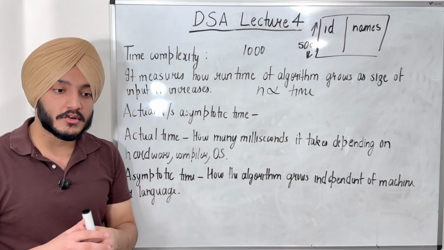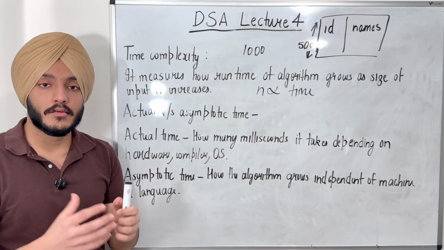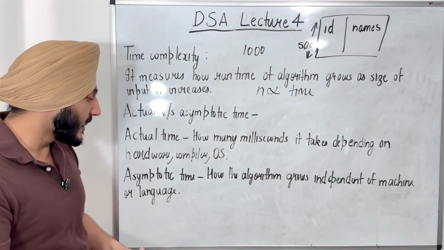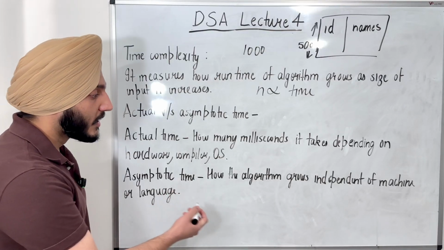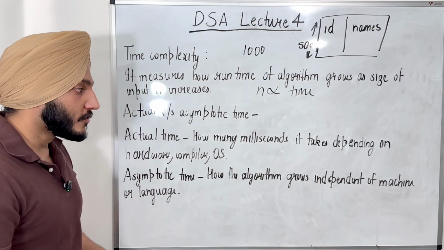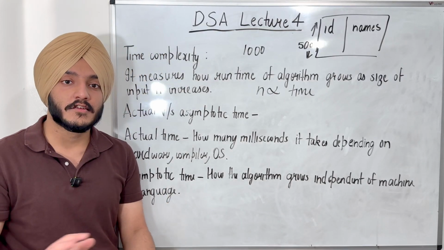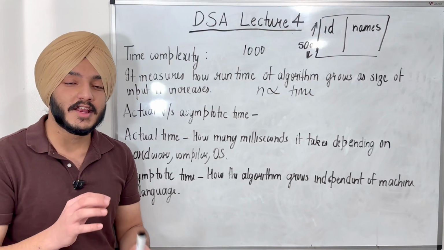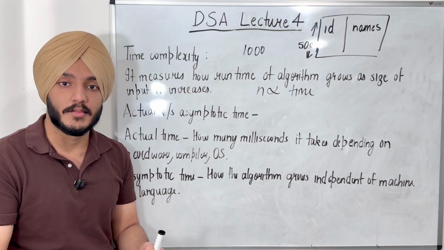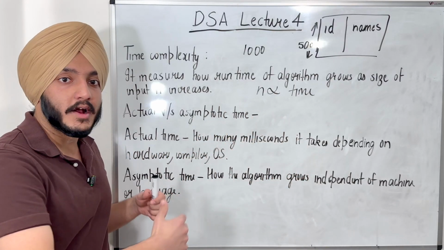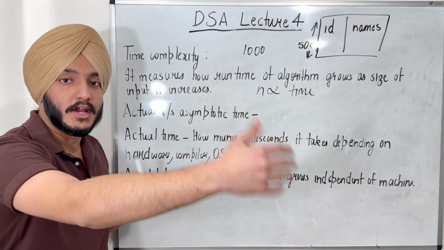We need a general way to get an idea of how much time the algorithm might take to run. So in that case, we use the asymptotic time, how the algorithm grows independent of the machine or the language. We're not considering how much time it would take for the compiler, the OS, etc. It's just a very general way to understand how the algorithm will be growing. So as the data increases, how much more time would it need?